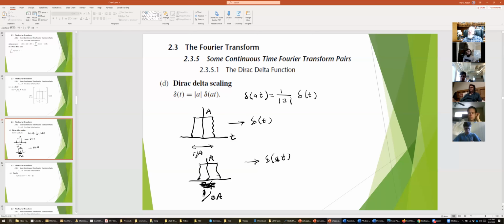Now the interesting thing here is, no matter what the value of a is, what is the area of this thing? The area of this thing is 1 over a, correct? So therefore, the integral of this should be 1 over a. And that's the same thing as 1 over a times the integral of delta of t, isn't it?